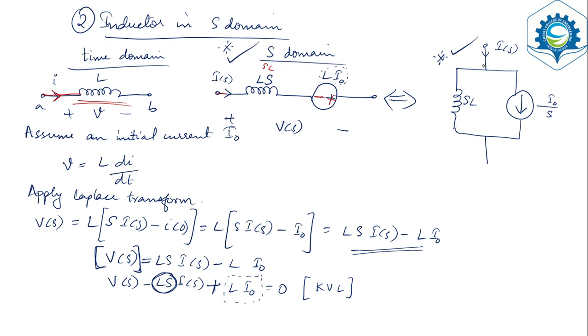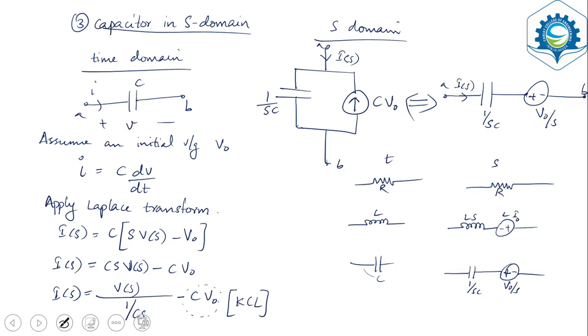Or you can convert it into an inductor in parallel with a current source. Okay, you can convert in this manner also, and the value of the current source will be I0 by S. Similarly, if you take the case of a capacitor, the capacitor can be converted into a capacitor in parallel with the current source or a capacitor in series with a voltage source. You just look at the direction, polarity of the voltage source, it is first plus and then minus. And the current source direction is upwards.